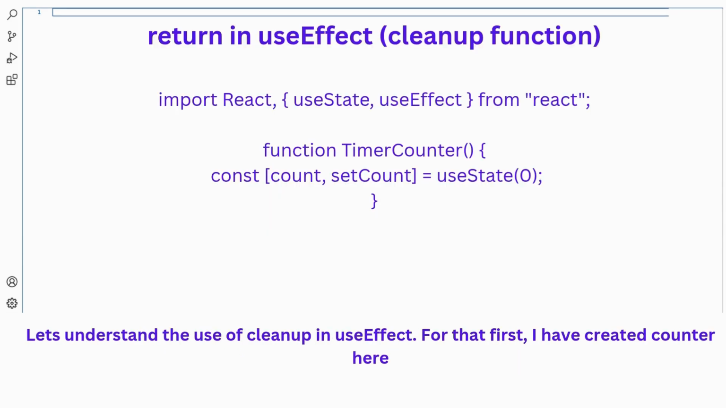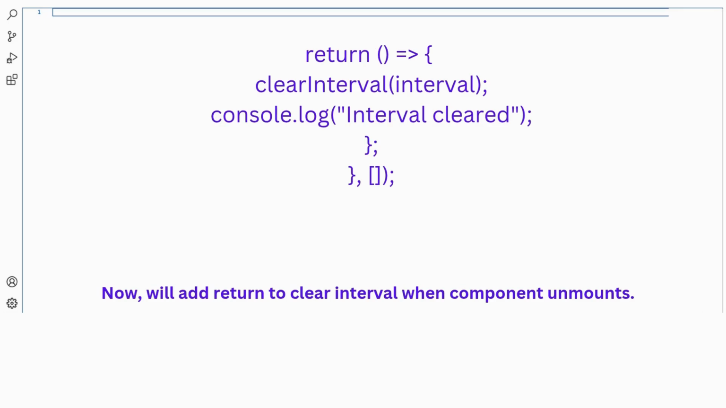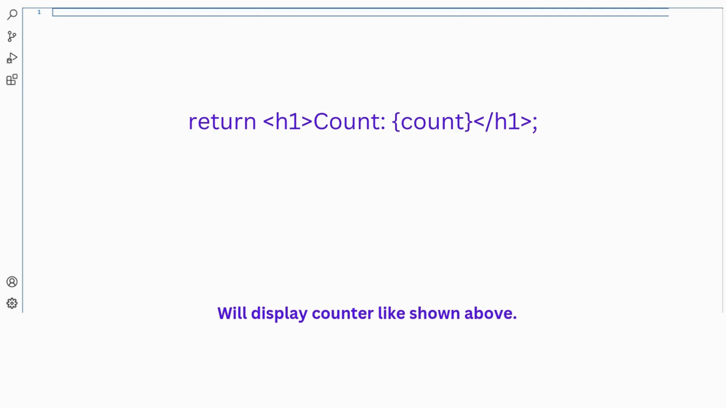Let's understand the use of cleanup in useEffect. For that, first I have created a counter here. Here in useEffect, we will create a setInterval, which will increment the counter value every 1000 milliseconds. Now, we'll add a return to clear the interval when the component unmounts. Here, we have added a blank dependency, so it will only clean up on component unmount. We'll display the counter like shown above.